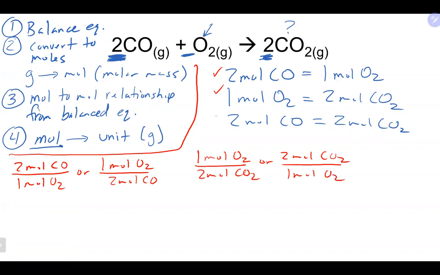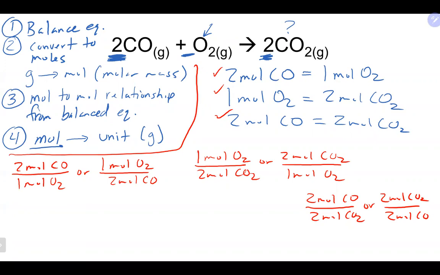And for the third equality, we could write 2 more conversion factors. We could write, we'll go over here, 2 moles of CO over 2 moles of CO2, or 2 moles of CO2 over 2 moles of CO. So from this one equation, we have 3 relationships and it gives us 6 different conversion factors that we could use in the process of solving a problem.